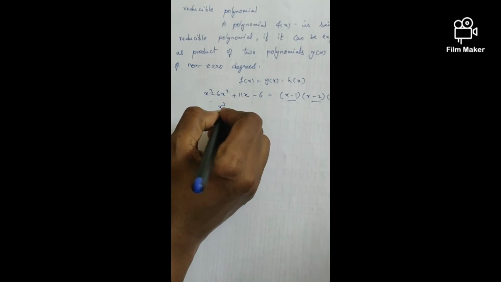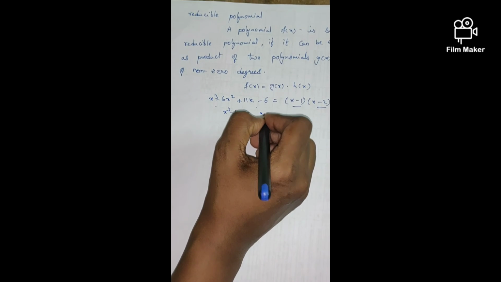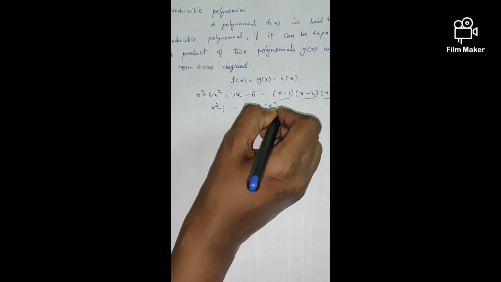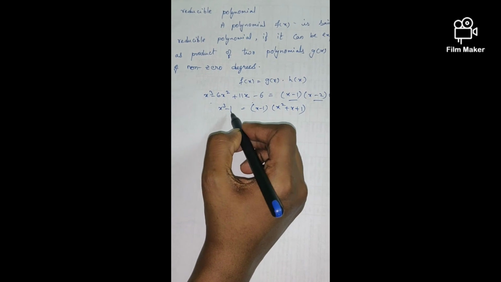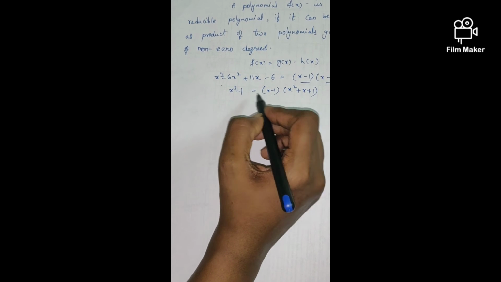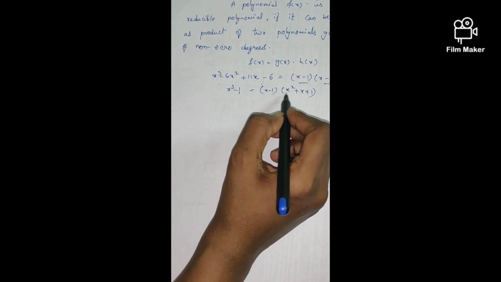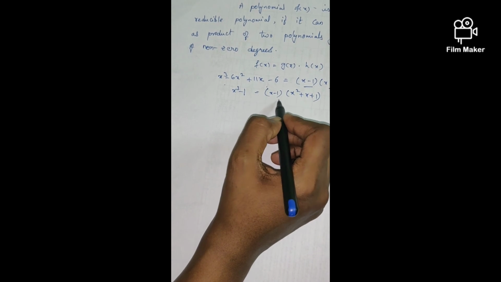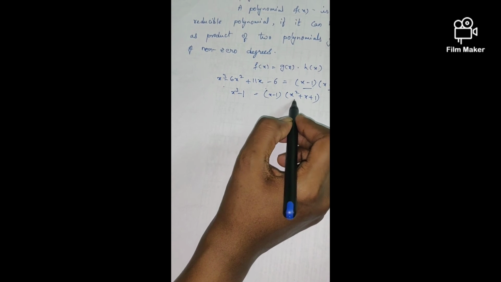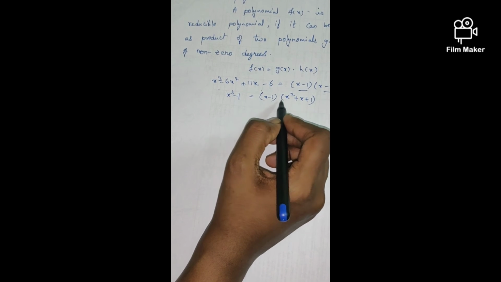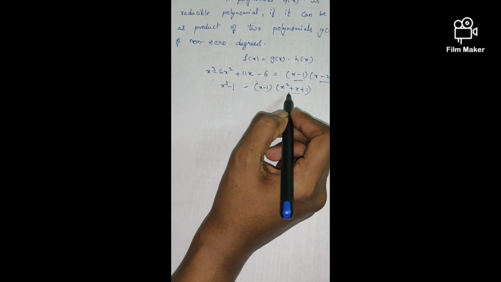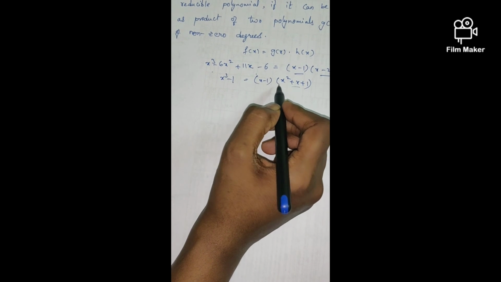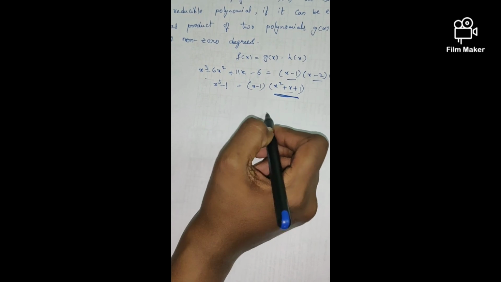Now we can take another, x cube minus 1, that is x minus 1 into x square plus x plus 1. Here x cube minus 1 is expressed as a product of two polynomials, x minus 1 into x square plus x plus 1. These degrees are also non-zero. But x square plus x plus 1 can't be reduced into polynomials. So this is called irreducible.